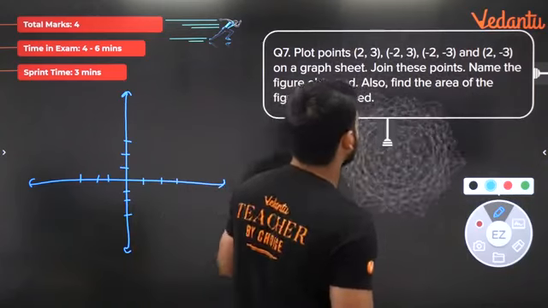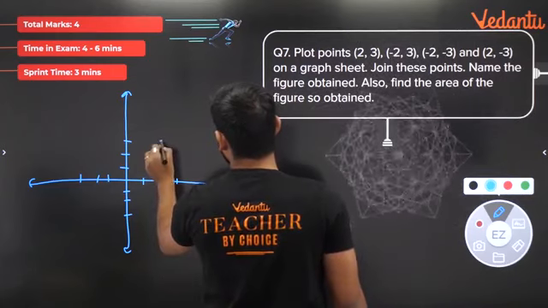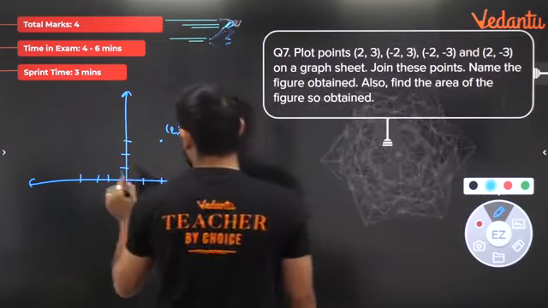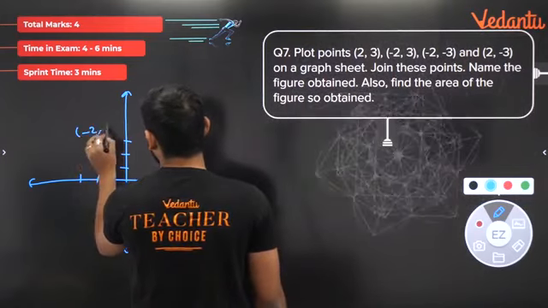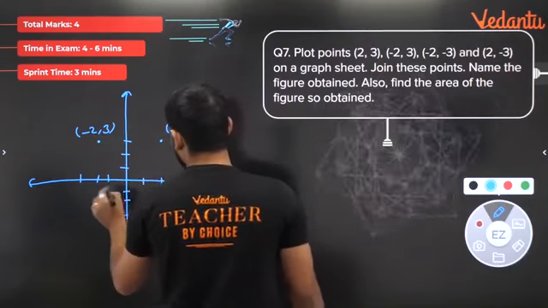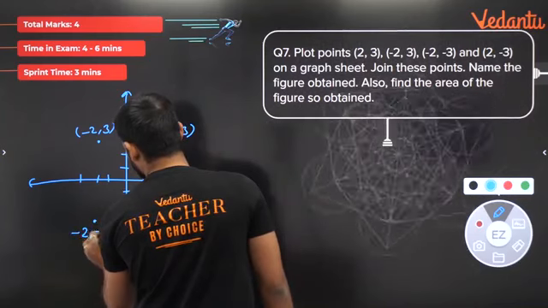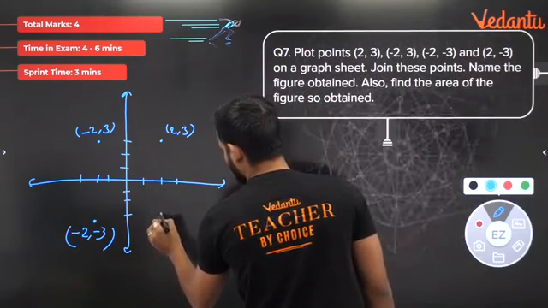It's a rough diagram. 2, 3 means 2 on x-axis, on y-axis, 3. 2, 3 is here. Then minus 2, 3. Minus 2 is here, 3 is here. This is your minus 2, 3. Then minus 2, minus 3 will be somewhere here. And then 2, minus 3 will be here.